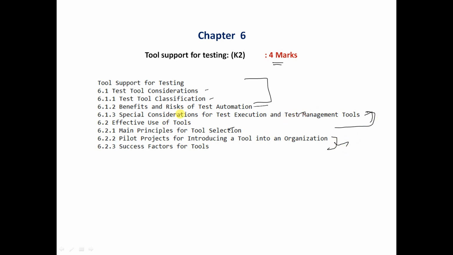All right, so first we'll start with the special considerations for test execution and test management tools. This continues from the test tool classification, where we saw the test execution and test management tools as well. Coming to the risks, in the previous video we went through so many potential risks. Keeping these potential risks in mind, we have some special considerations for test execution and test management tools that may overcome these risks.